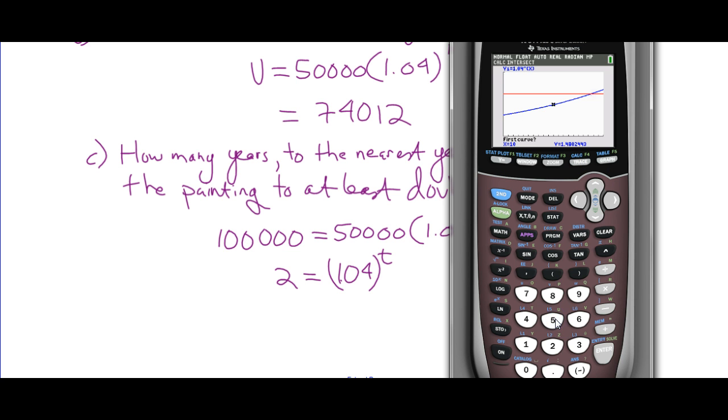So second calc, intersect. Just going to move to the point of intersection. Okay, hit enter 3 times. 17.67. So what's the answer?